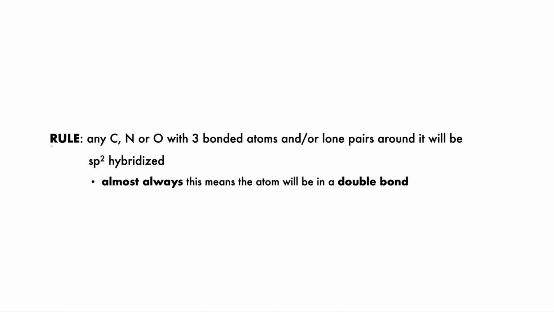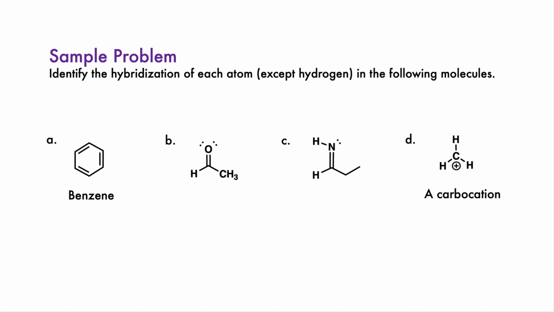How do you decide if an atom is sp2 hybridized? The rule is that any carbon, nitrogen, or oxygen with any combination of 3 bonded atoms and or lone pairs will be sp2 hybridized. This usually means that the carbon, nitrogen, or oxygen is in a double bond. Pause and try these sample problems. Identify the hybridization of each atom, except hydrogen, in the following molecules.